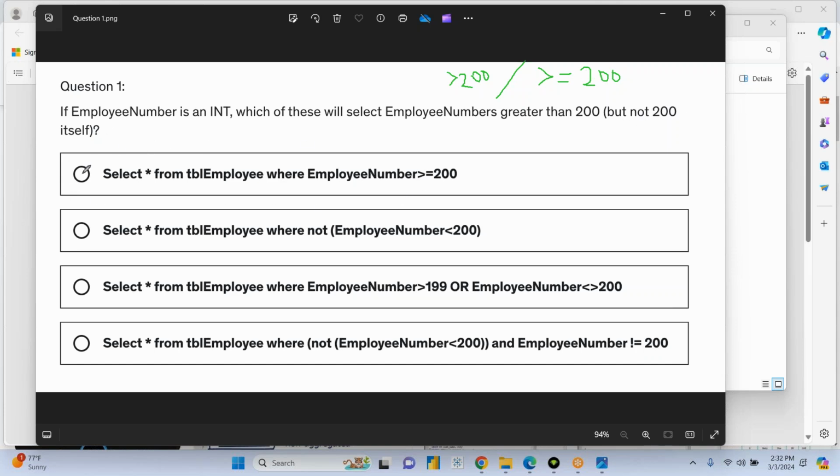So I'll give you time to go over this, 1, 2, 3, 4, and then choose which one satisfies this condition. Employee numbers greater than 200. And this is a serious reminder, but not 200 itself. I really want you guys to think through this process and come up with the correct one. I'll pause for 5 minutes. These are 4 outcomes. 5 minutes should be enough.